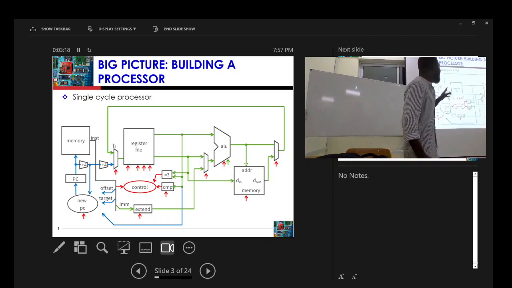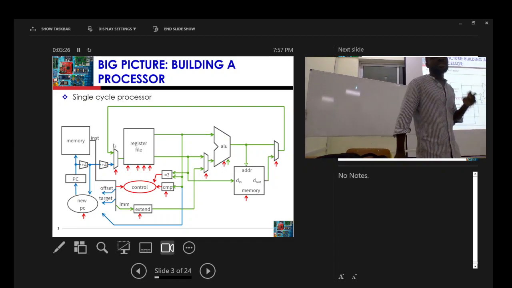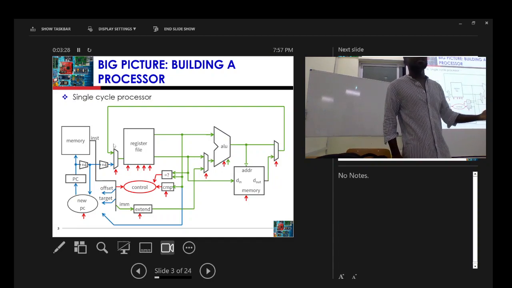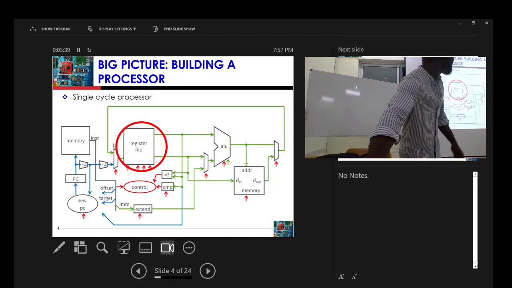Alright, so now we are going to see how memories are. The very important thing is that we have register files. So we have memory, we have register file. Register file is just like memory, but smaller. Memories are bigger, they can store a lot of data. Register files are limited. Same as memory, same design, but they store very few data. So let's start with the register file.